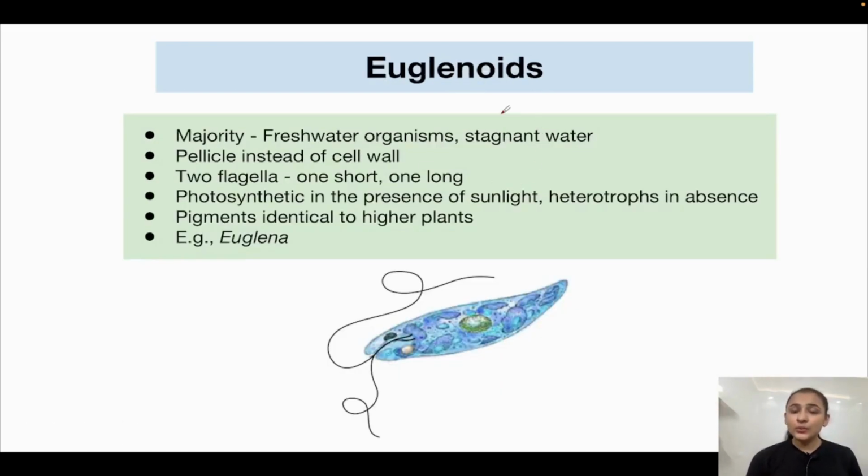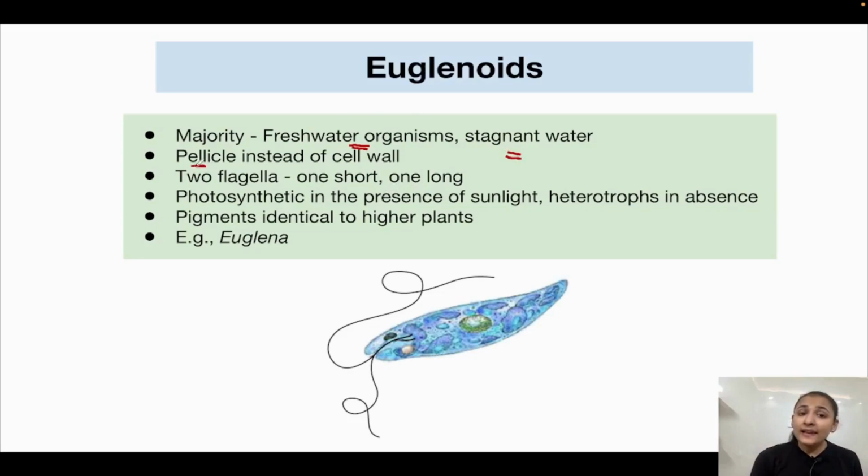Now coming to euglenoids. Euglenoids are one of the groups present in the kingdom Protista. This is the third group of the kingdom Protista that we are talking about. So the majority of the euglenoids are freshwater organisms. They are found in stagnant water, not moving water, but in stagnant water bodies.